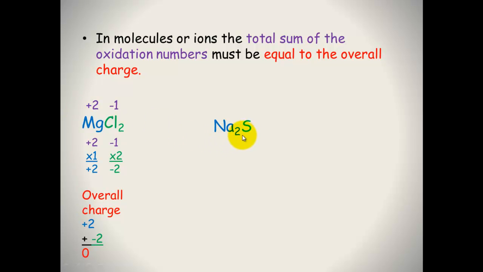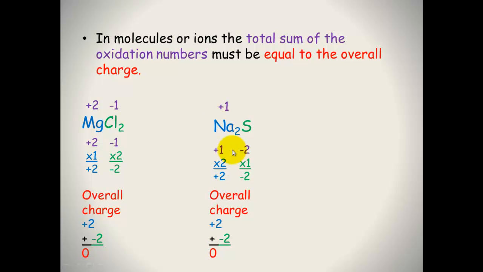Sodium sulfide, Na2S. Again, it's the metal in the compound that we can use the valency of. And we know that the oxidation number is +1. There's 2 sodiums, so the overall oxidation number contributed by sodium is +2. Remember that the total sum of the oxidation numbers must be equal to the overall charge. The overall charge of sodium sulfide is 0.